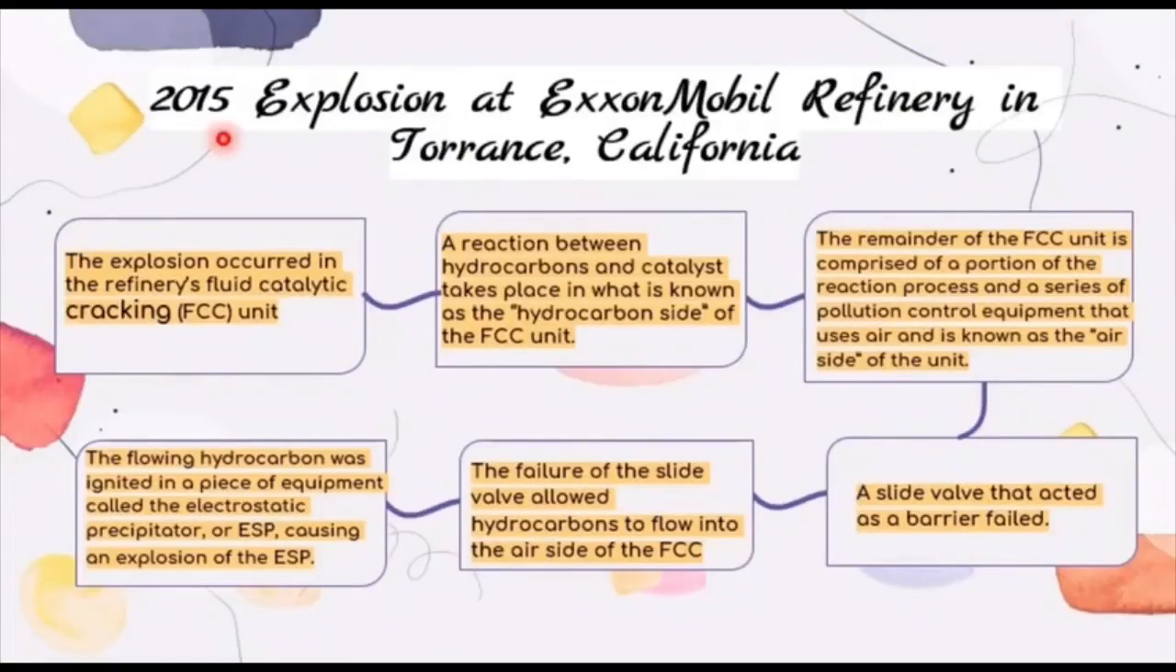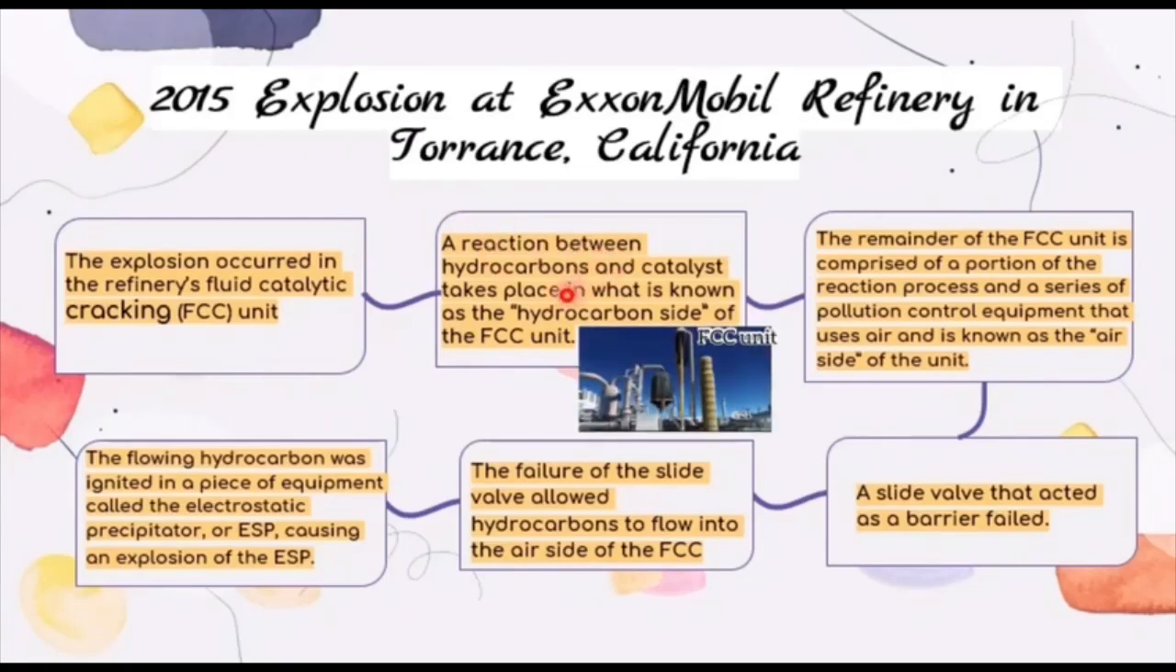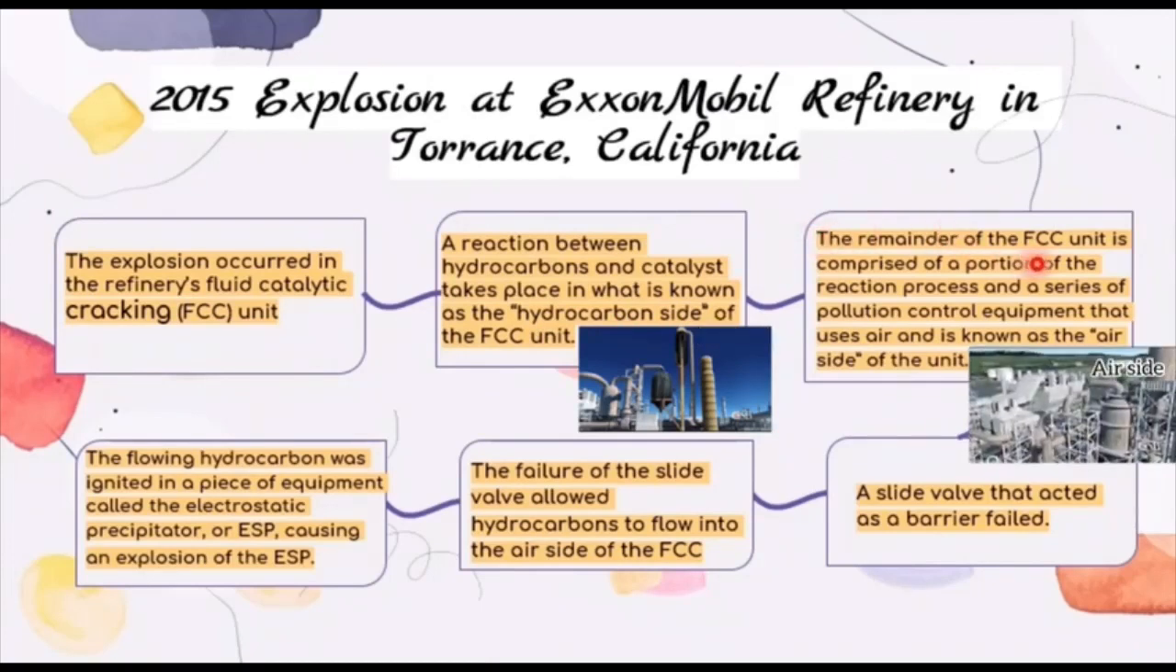This is about the 2015 explosion at the ExxonMobil Refinery in Torrance, California. This is basically a summary of the explosion incident. The explosion occurred in the refinery's fluid catalytic cracking, which is FCC, unit, where a variety of products, mainly gasoline, are produced. A reaction between the hydrocarbon and catalyst takes place in what is known as the hydrocarbon side of the FCC unit. The remainder of the FCC unit is comprised of a portion of the reaction process and a series of pollution control equipment that uses air and is known as the air side of the unit.